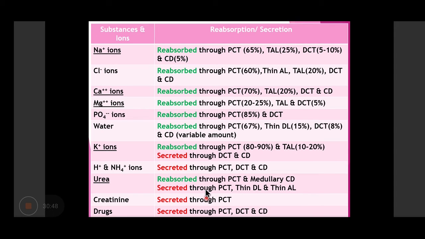And urea, as I just told you, again, is reabsorbed through the PCT. It is secreted in the PCT also, but also in the descending limb, and in the collecting duct also it is reabsorbed, as I just told you, under ADH action on the urea transporter.